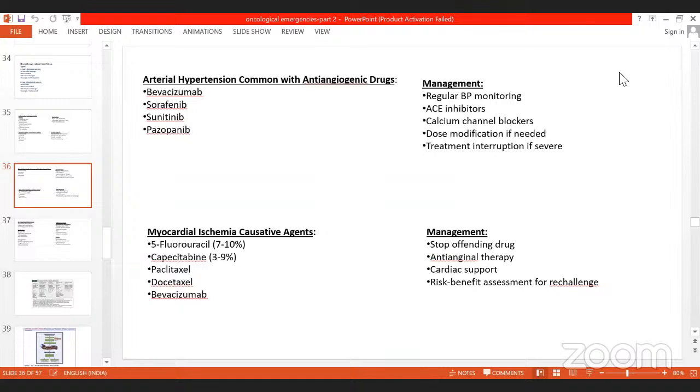But 5-FU is most important out of all, and we need to immediately manage by stopping the offending drug, that is the drug which is causing it, and anti-anginal therapy is to be given immediately, with cardiac support. And whenever we are doing a re-challenge post giving this kind of chemotherapy, we have to assess the risk and benefit before doing the re-challenge.